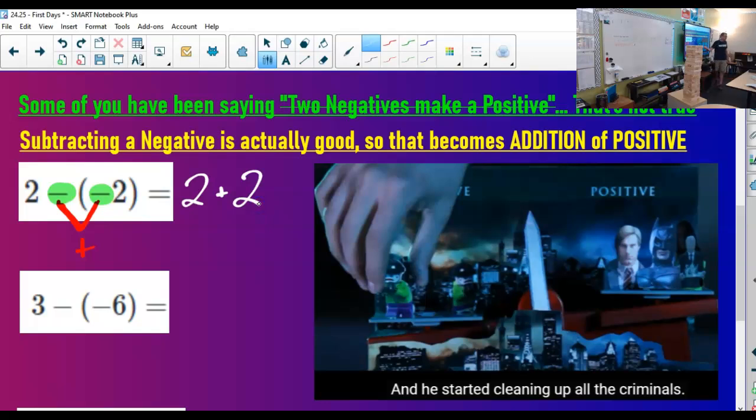Because, as they told us in the video, if Batman's cleaning up, he's removing the bad guys. Is removing the bad guys good or bad? It's good. Removing bad guys is good. This ends up being 4. Try the next one with your partner.